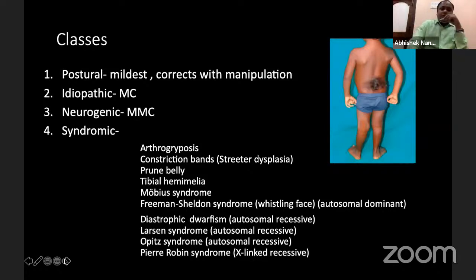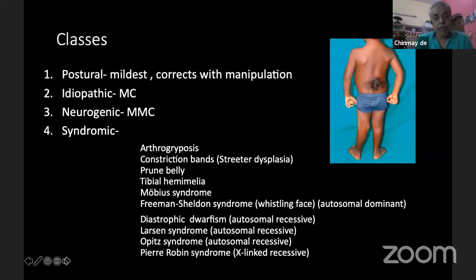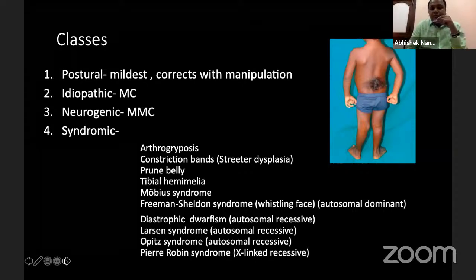So there are different classes. The postural, which is mildest and corrects with manipulation. The idiopathic variety are the most common. Neurogenic variety, as shown in the picture, are associated with MMCs. And there are associated syndromes like arthrogryposis, Streeter's dysplasia, Pierre Robin, tibial hemimelia, Freeman-Sheldon, and Larsen syndrome, which are associated with CTEV.